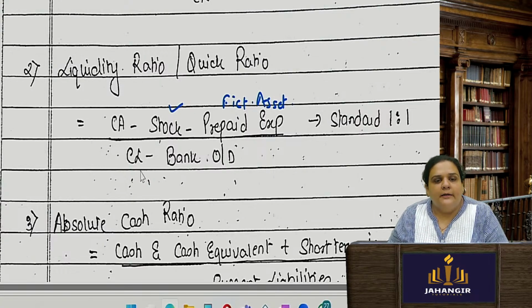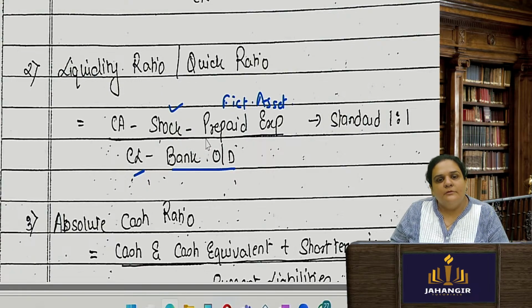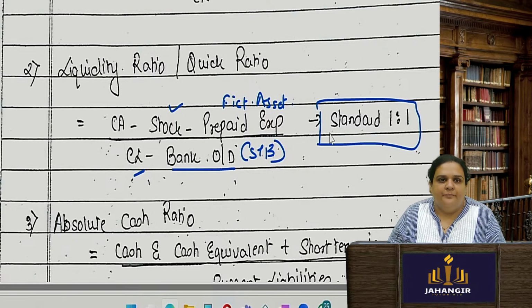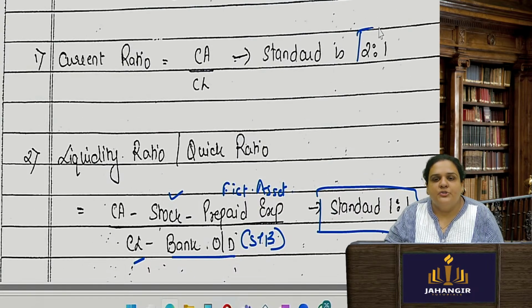Upon current liabilities minus bank OD, which is not actually your current liability. It's like your overdraft facility, your credit card facility, right? So take all the current assets, but remove stock and prepaid expense, and from current liability, if there is any bank OD, this is known as short-term borrowings. Remove that. You will get the liquid ratio. So standard ratio is 1:1, and for current ratio, it is 2:1.